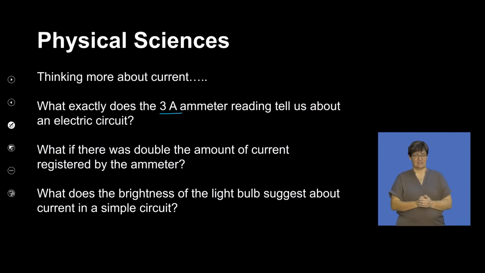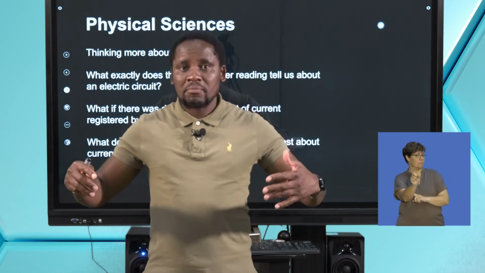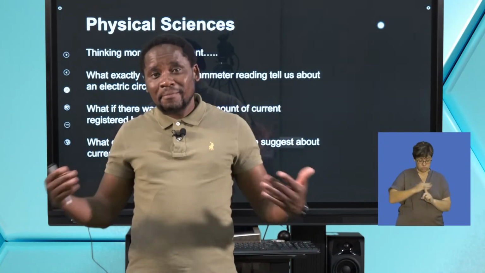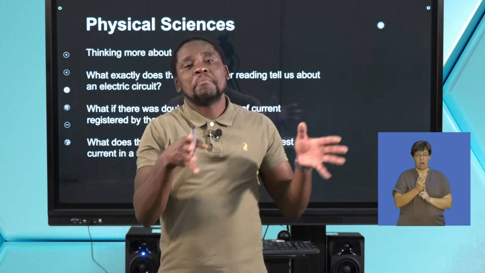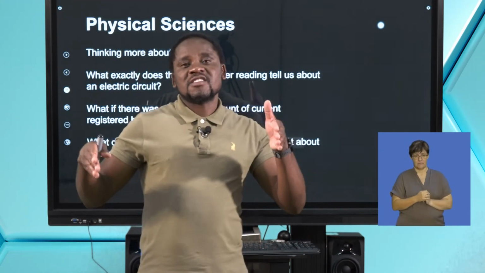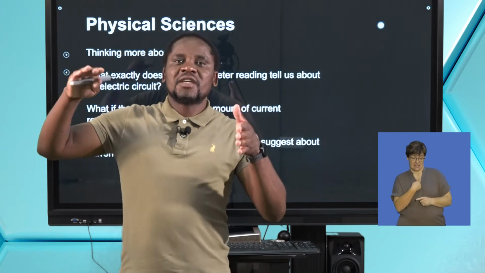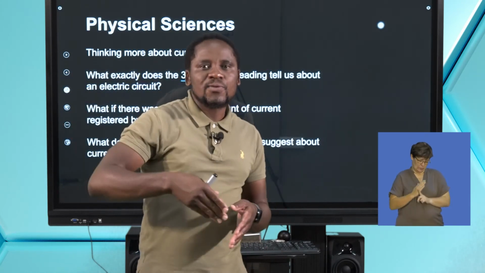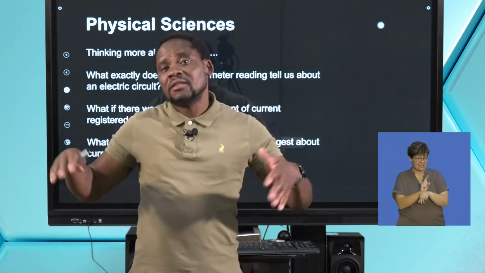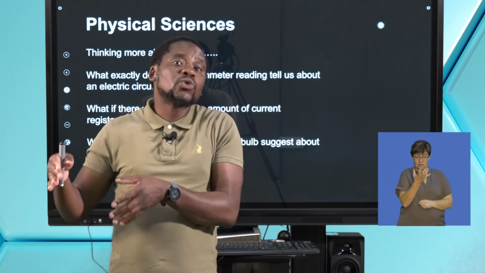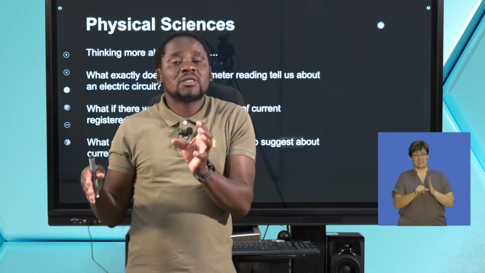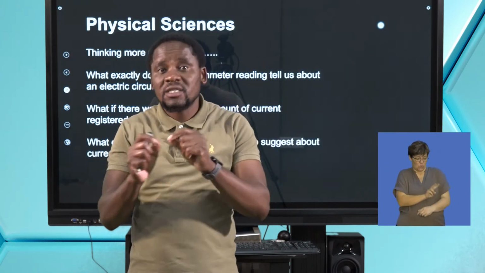And then what does the brightness, this is a very important observation that we made in the previous demonstration. What does the brightness of the light bulb suggest about current in a simple circuit? There's something that we realized, that the more current passes through a light bulb, the brighter that light bulb burns, okay? So in other words, it says to us, if there are more charges passing through that point per second, it means the brighter the light burns, because that has also to do with something very, very important, which is the energy conversion that takes place in a simple circuit.